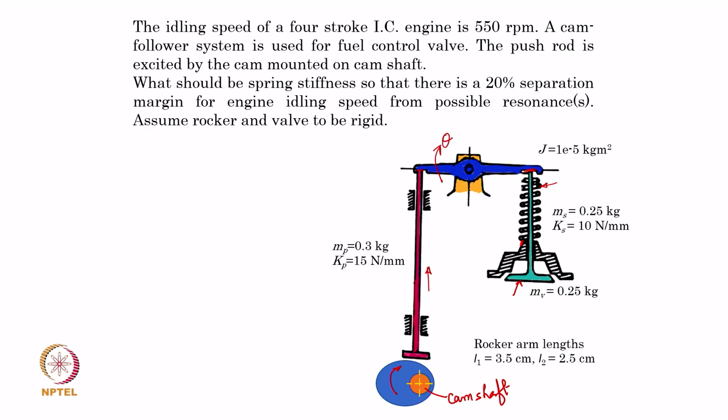So, obviously, the degree of freedom that we can consider here is theta, and we are supposed to find the spring stiffness so that there is a 20% separation margin for the engine idling speed from possible resonances. Okay. Now, we will come to this point shortly. What does that mean?